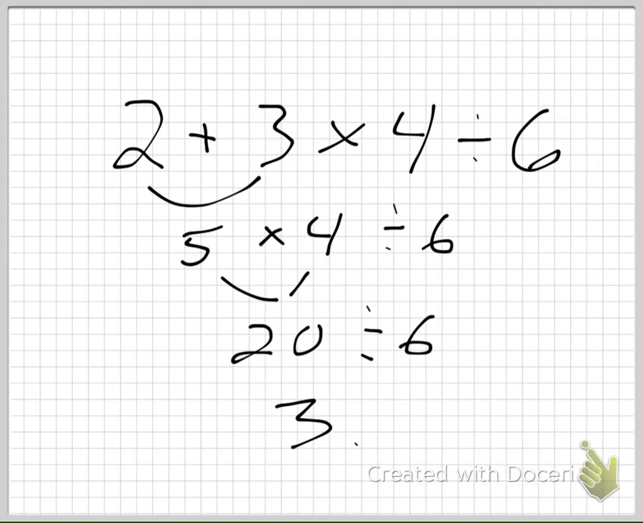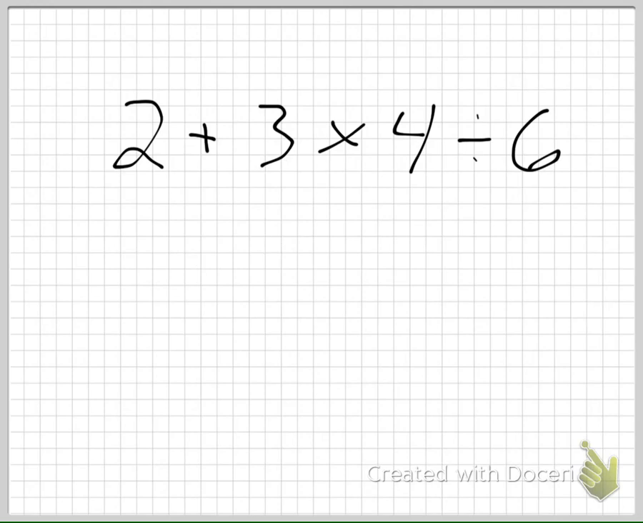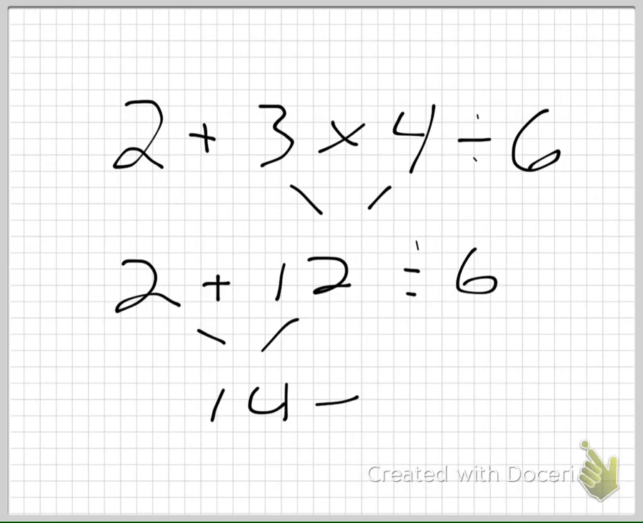What if somebody else decided they were going to do the multiplication first? They went 3 times 4 is 12 divided by 6, and then 2 plus that. The first person got 3.3. Now this person got 2.3.